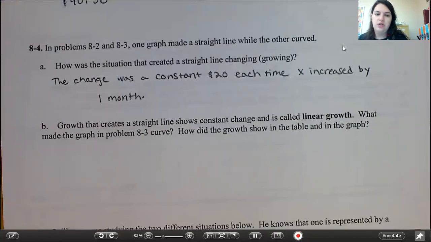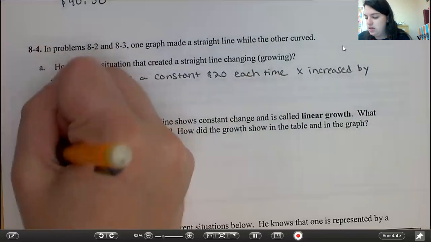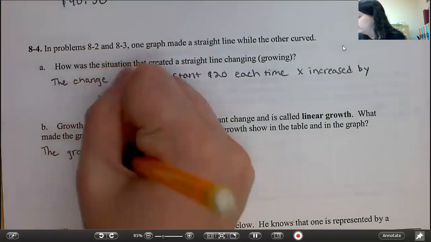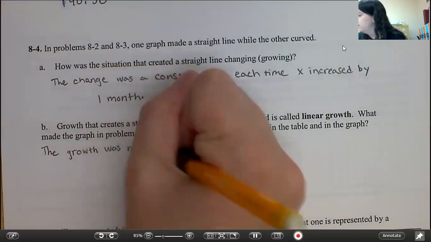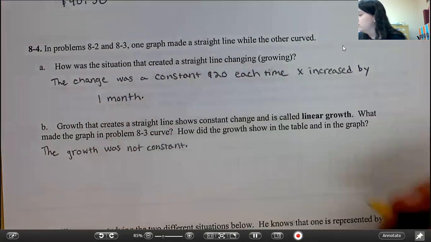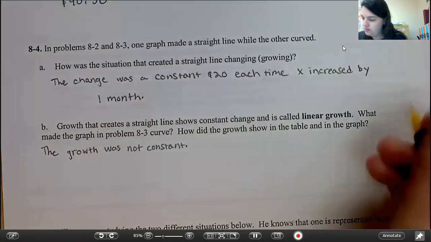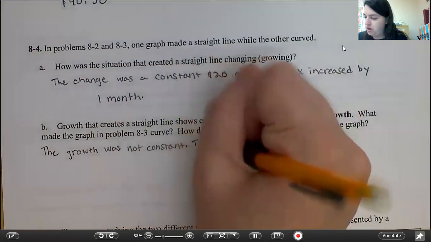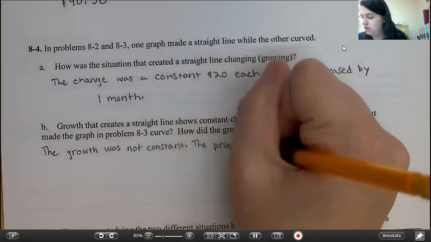B says, growth that creates a straight line shows constant change and is called linear growth. What made the graph in problem 8.3 curve? How did the growth show in the table and in the graph? So we know this one's constant. We know that B was not constant, or problem 8.3 was not constant. The price increased each time the card was exchanged.